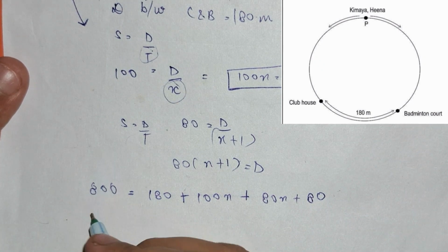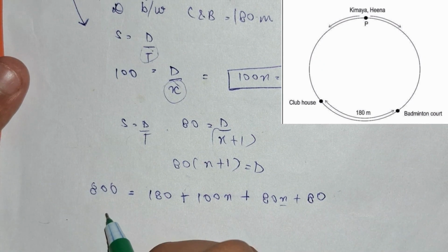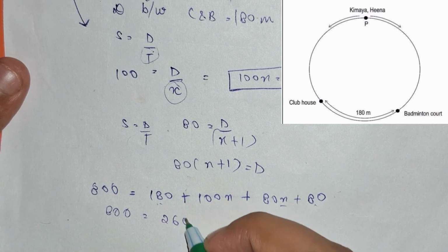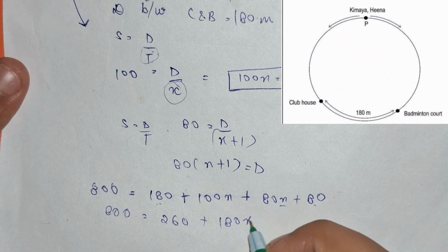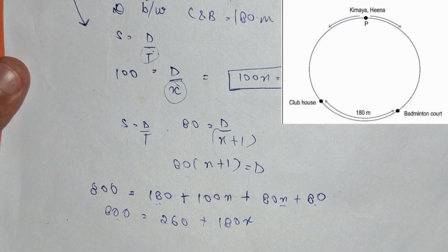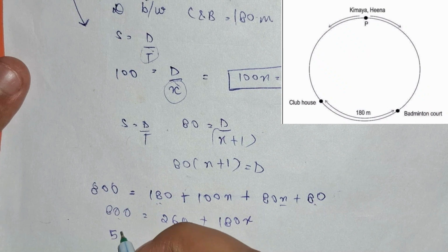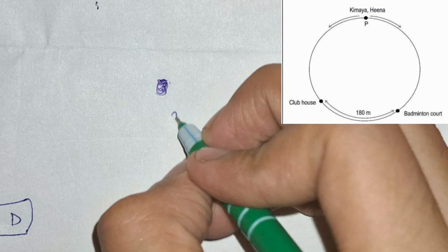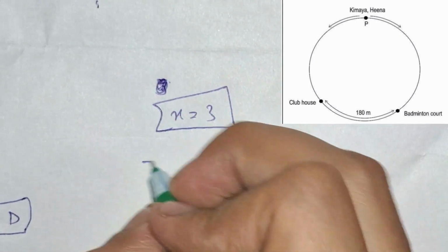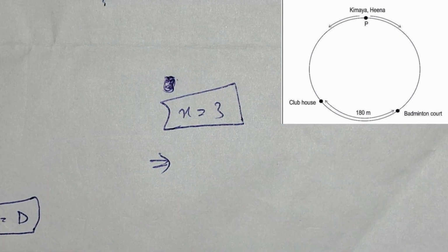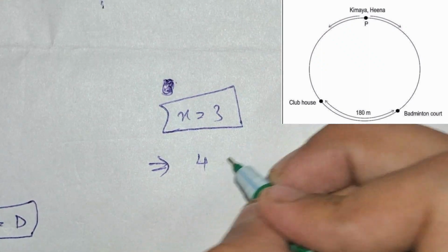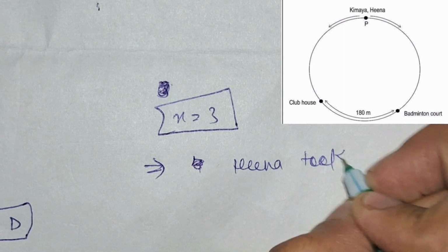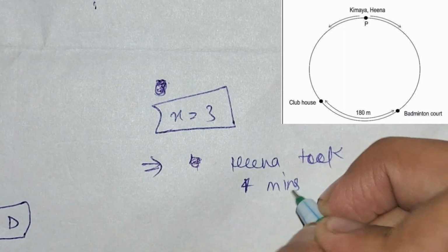फाइन. अब हम यहाँ पे एक वेरिएबल है, एक इक्वेशन है, सॉल्व करेंगे. 180 प्लस 80 कितना हो गया? 260 प्लस 180x, तो 800 में से आप 260 माइनस करेंगे तो हो जाएगा आपका 540, देन 180x. तो अब हमारा x क्या आ गया? 3. दिस इम्प्लाइज, लेकिन पूछा क्या है कि हिना ने कितना टाइम लिया, तो दिस वुड बी 4. दैट इज हम ऐसे लिखे कि हिना took 4 minutes. This is our answer.